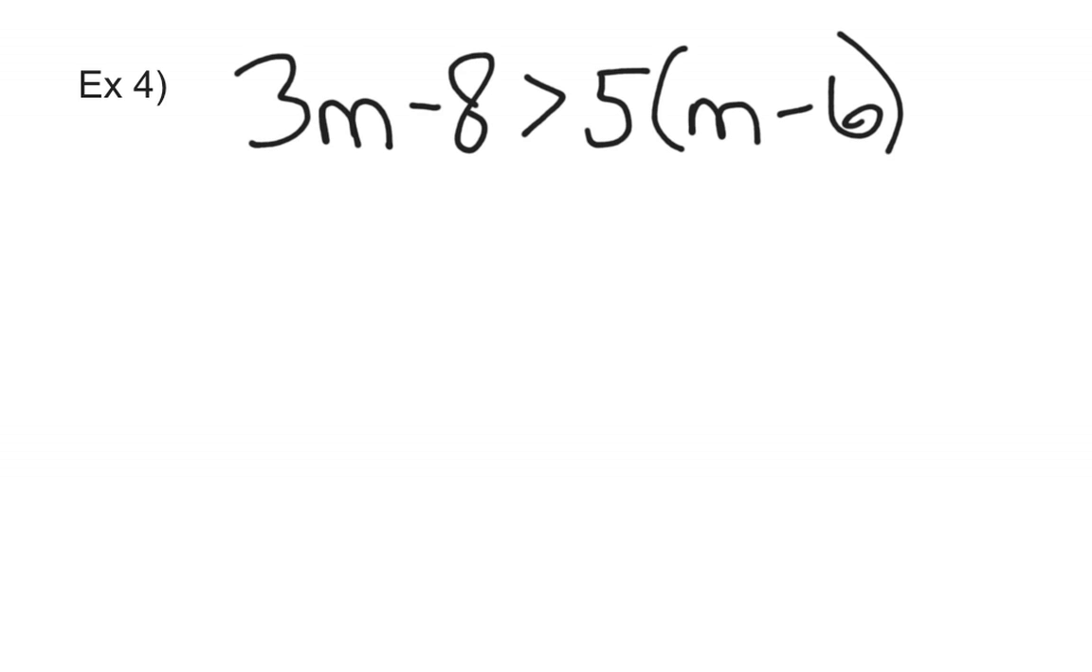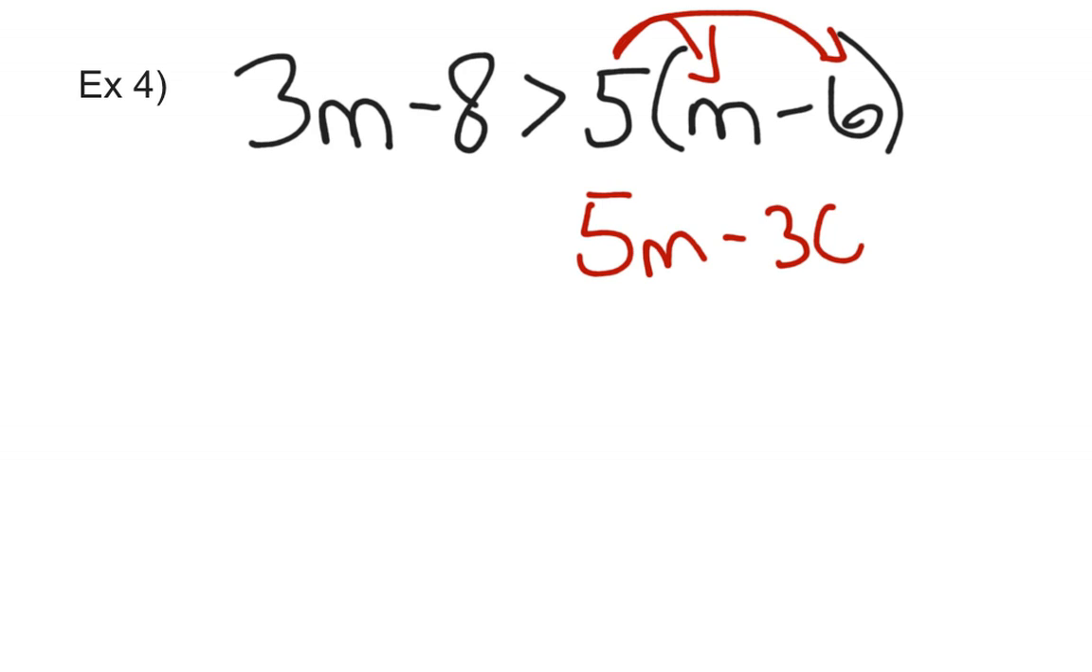First thing I notice is the distributive property. So I'm going to have to go ahead and multiply this. So the 5 times m is 5m. 5 times a negative 6 gives me a negative 30. And then, again, feel comfortable with rewriting everything. Now, some of you might say, well, I have to reverse the sign because I did 5 times negative 6. No, that's only when you're actually moving something from one side to the other. So, again, I'm just going to rewrite here. 3m minus 8 is greater than 5m minus 30.